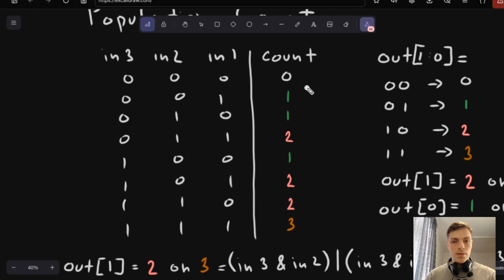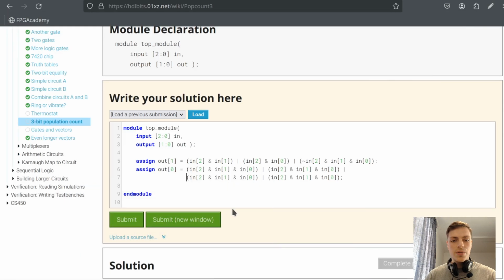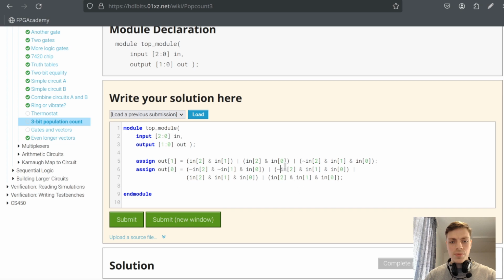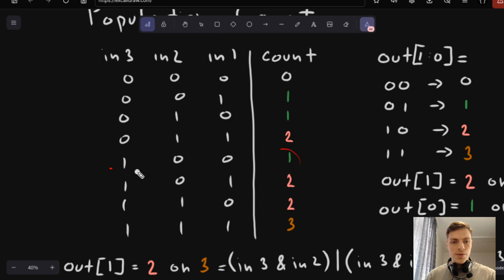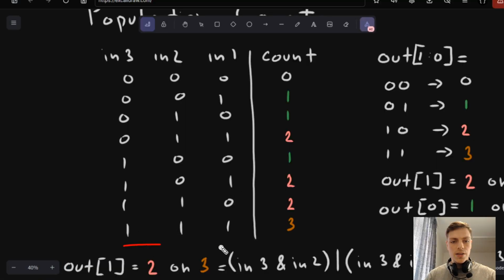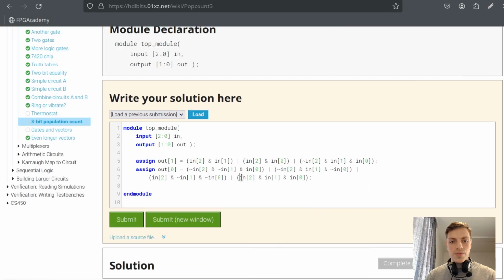And the first row is in3 and in2 is equal to 0. That means this will be not and this will be not. The next one, in3 and in1. So this will be not and this will be not. Then let's look at this row. Here in2 and in1 is equal to 0. So this will be not and this will be not. And the final one, all of them are equal to 1. So we can just keep it like this.